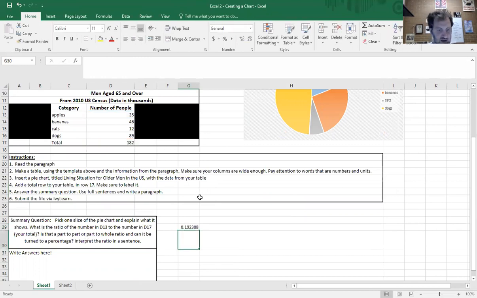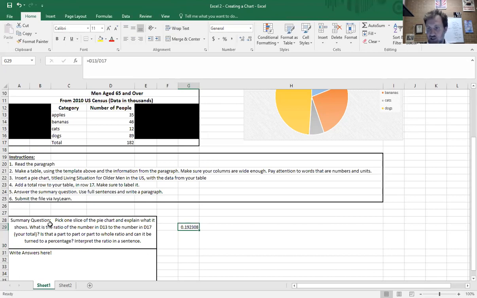So we're going to get some kind of number, and then you're answering, is it part to part, is it part to whole? That question we practiced in class. There's direct application to whether it can be turned into a percentage, and finally I want you to interpret it. Now think about how many different things there are to do there, right? Pick a slice of the pie chart, explain what it shows. That's actually 2 things, but only one thing is going to pop up in this summary question. What's the ratio? You got to do this calculation over here.